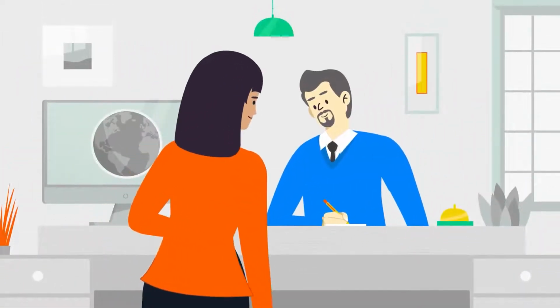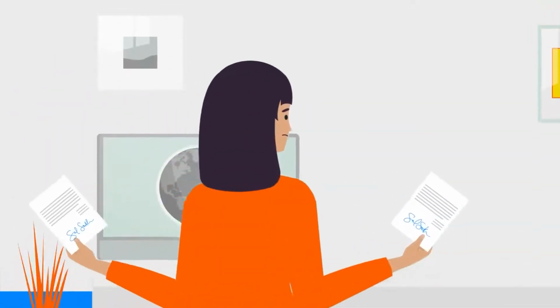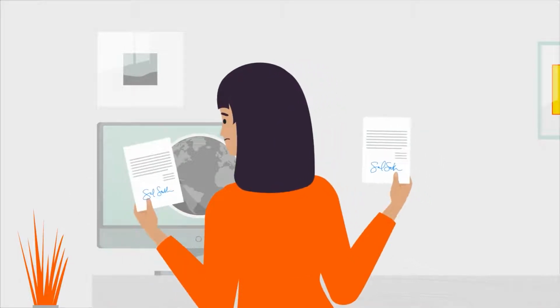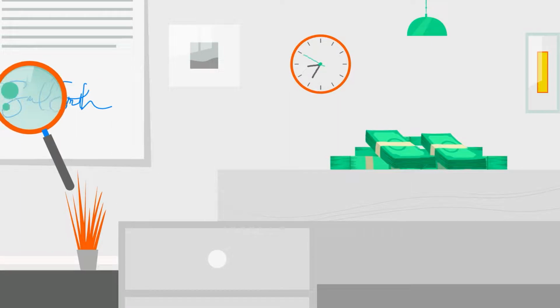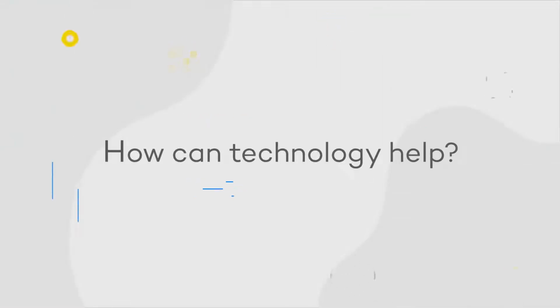Across the globe, handwritten signatures are the familiar standard to authorize important decisions. But having employees do visual comparisons to authenticate them is inefficient and insecure. As a result, signature fraud is a critical issue for businesses. How can technology help you protect your customers and your organization?